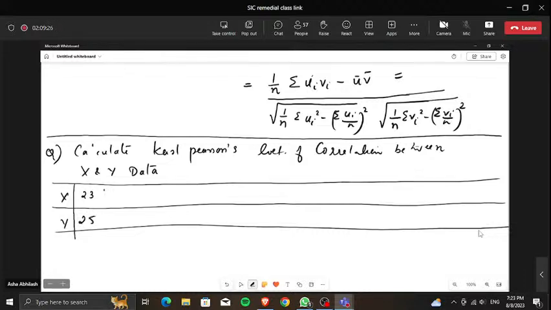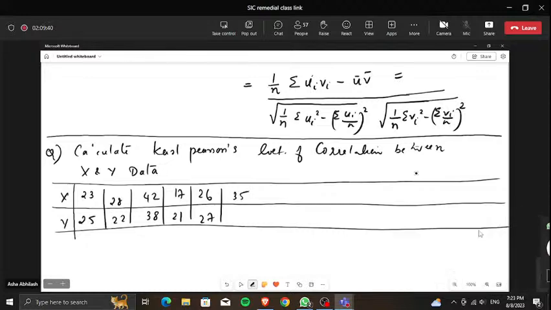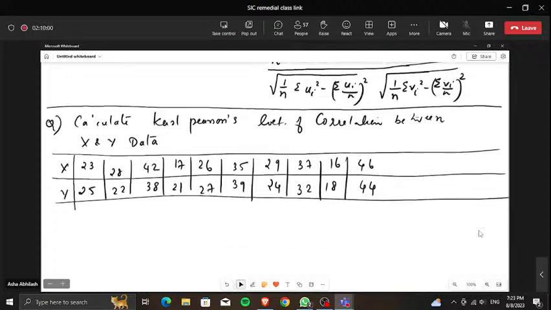23, 25, 28, 22, 42, 38, 17, 21, 26, 27, 35, 39, 29, 24, 37, 32, 16, 18, 46, 44. So this is the data, and we are going to find whether there is any relation between these two, that is, how much related these X and Y are, how much interrelated.